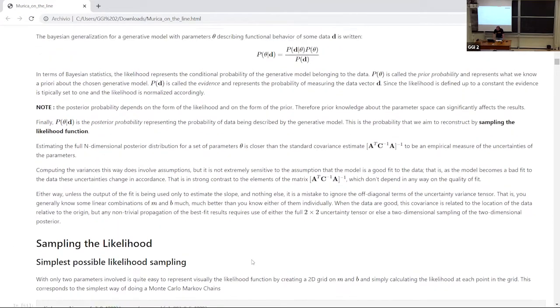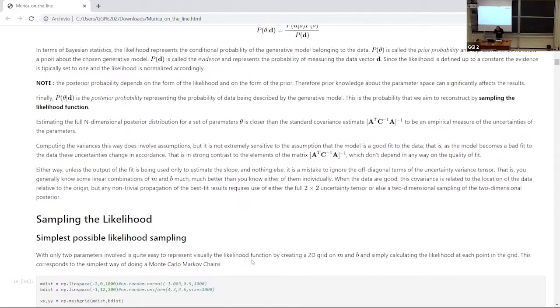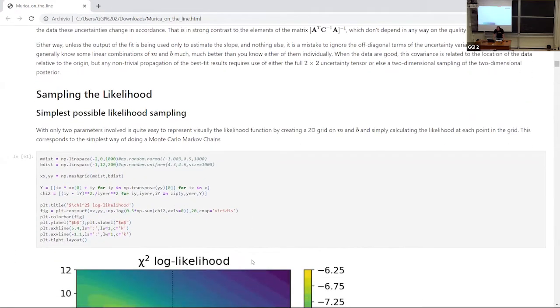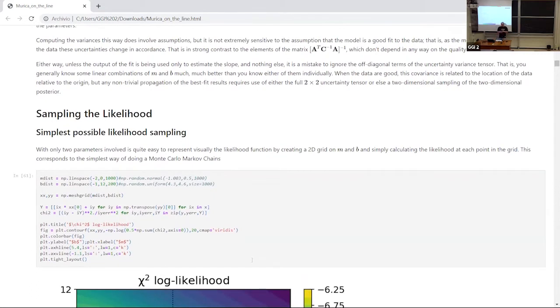So how do we sample the likelihood? We could go into a very complicated statistical setup, but before going into this, let's look at a very simple way of doing it. In two dimensions it's very simple, because we can create a grid of two parameters, B and M, and calculate the chi-square given the distribution of M and B. This is the simplest way of doing what is called a Markov chain Monte Carlo. And basically it results in this.